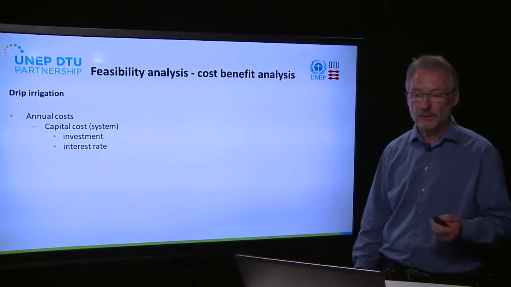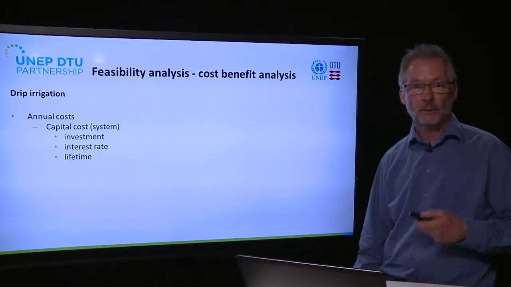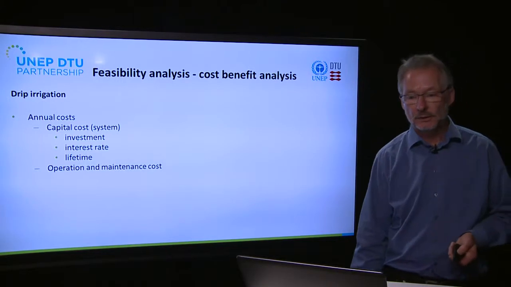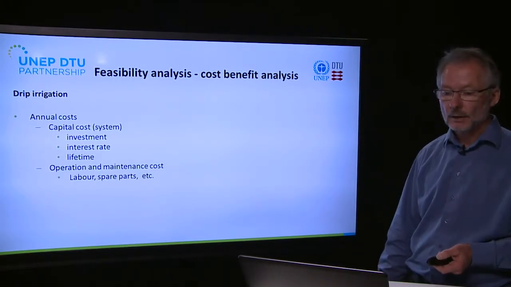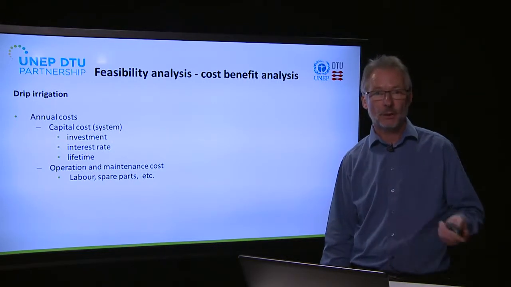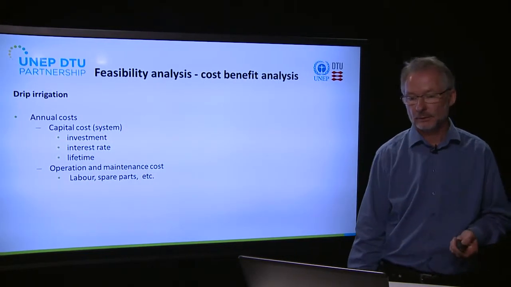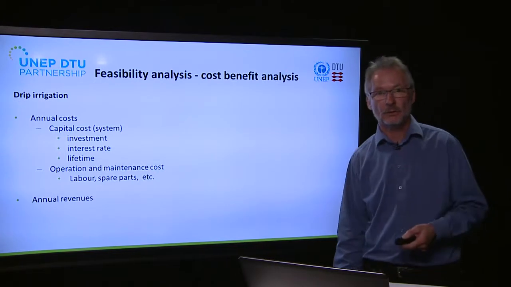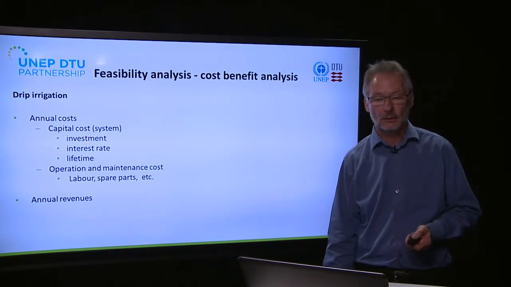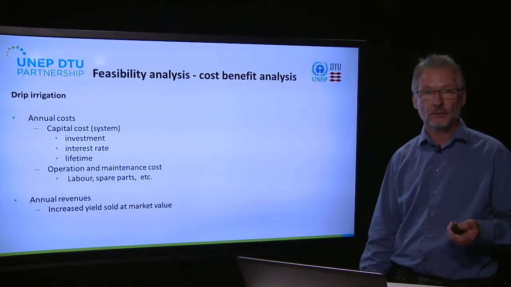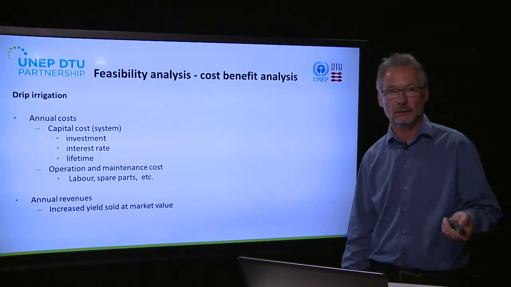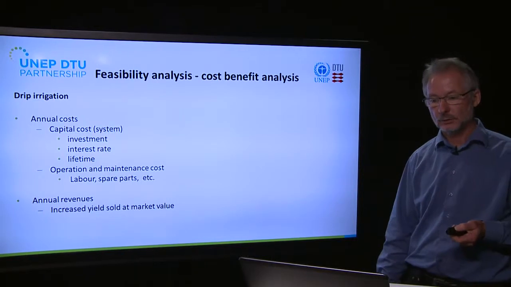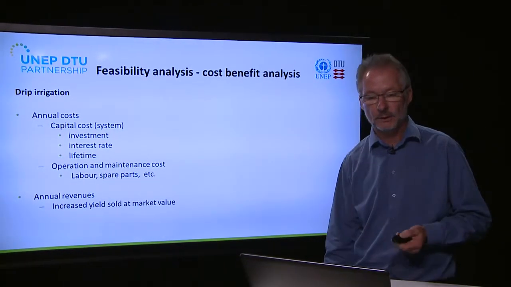There are two other elements, the interest rate and the lifetime of the investment, which are necessary for calculating the annual capital costs. Another cost component is the operation and maintenance cost. It consists of labor, spare parts, and other maintenance components. And on the revenue side, we will here compare to the situation of no irrigation. So we will look at the increased production, the increased yield, and find the price for the sold increased yield at market value.